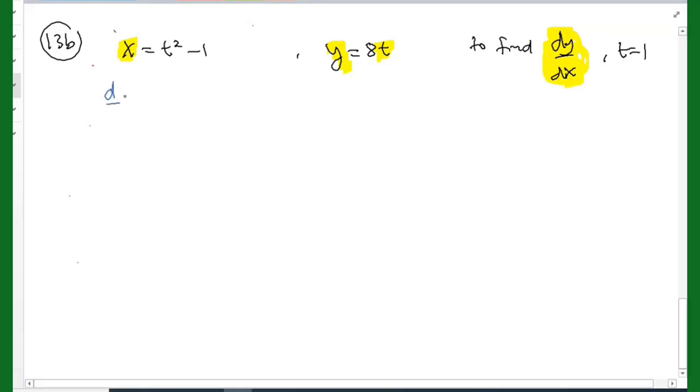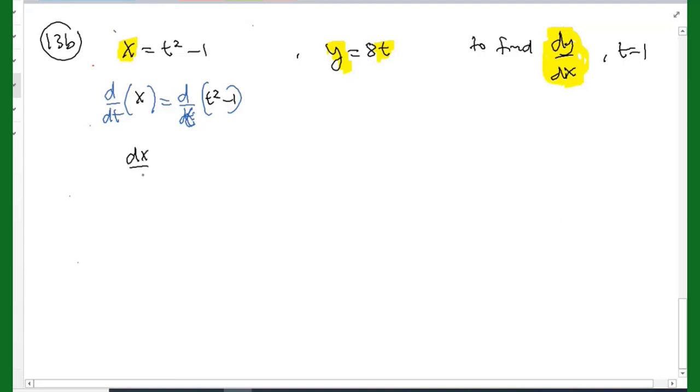Okay, so x is in terms of t, and y is in terms of t. Differentiate this with respect to t. What do we differentiate first? x, which is t squared minus 1. Now differentiate x with respect to t.